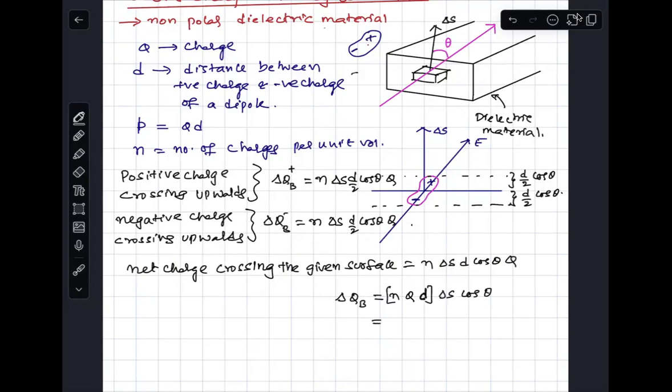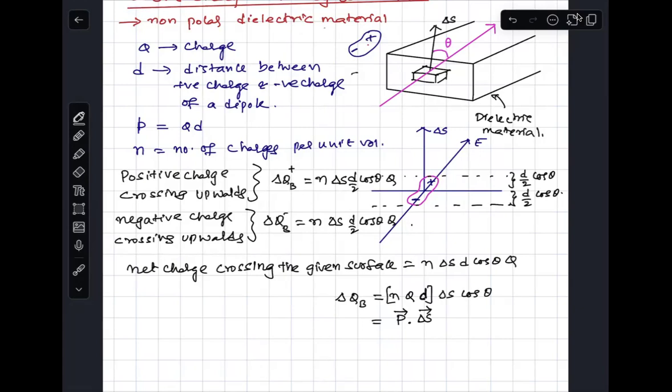Have you ever identified what is NQD? NQD is the total dipole moment, or your polarization vector, dot delta S bar. So if you ask me bound charge cross a given surface because of applying electric field, I'll simply do hereafter P bar dot ds bar. Remember, when I am writing this, dipole moment per unit volume. That is the reason why I have written polarization vector.